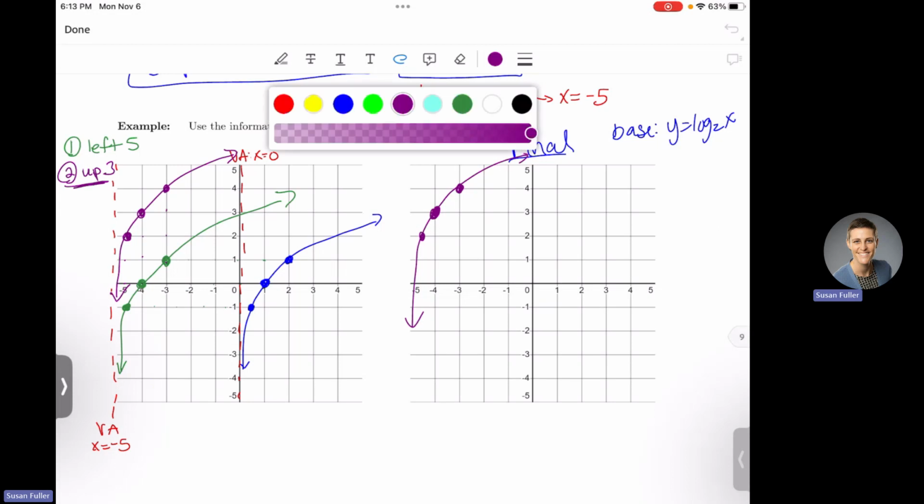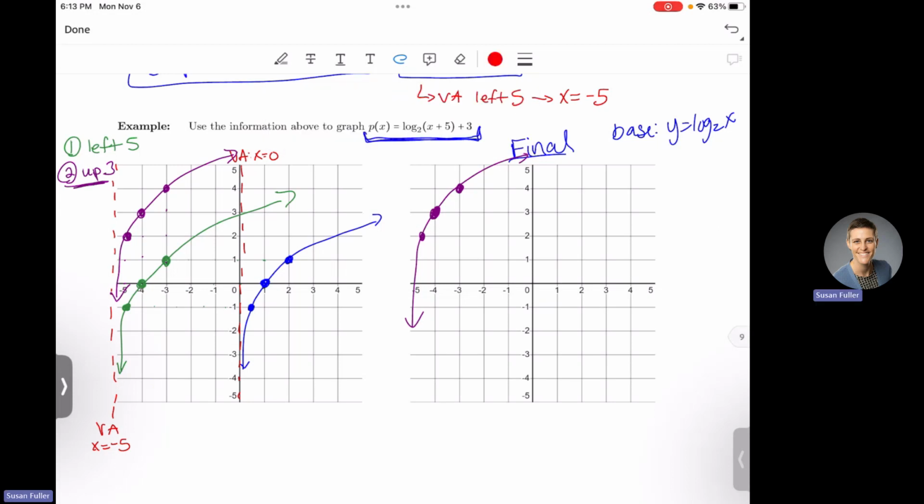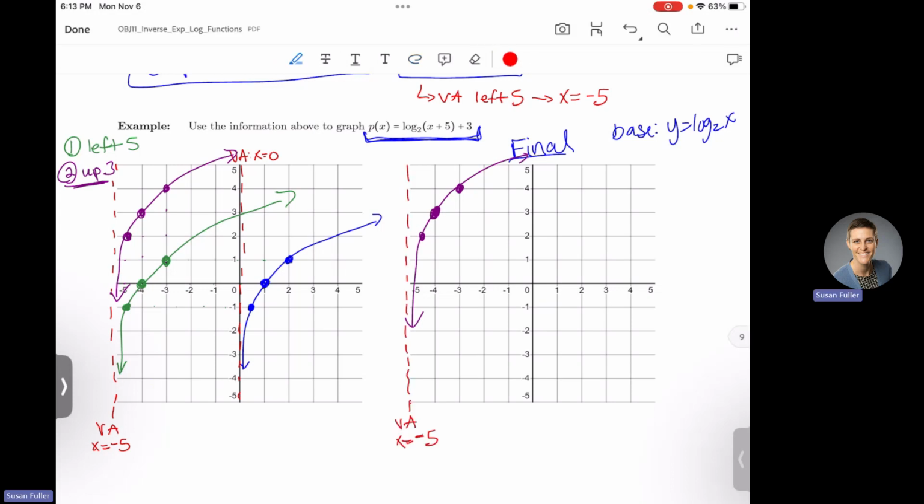And my vertical asymptote shifted over here to x equals -5. Okay, and that is my final transformed logarithm graph.